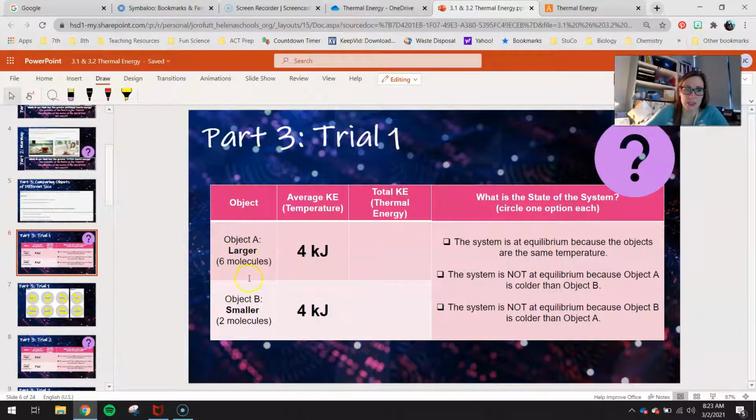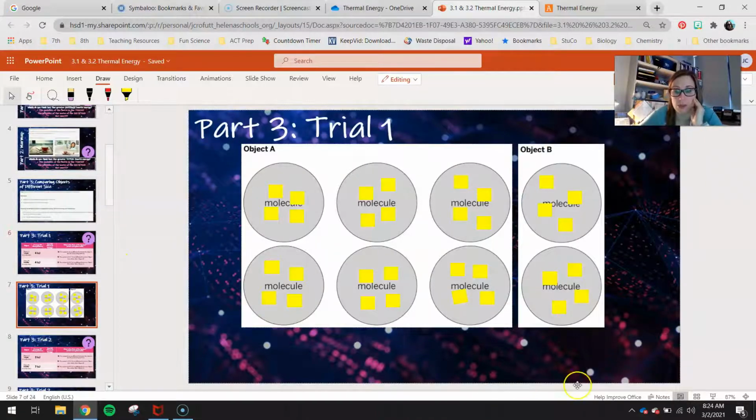You see object A is larger, has 6 molecules. Object B, smaller, has 2 molecules. And then each of those has an average kinetic energy of 4 kilojoules. So if we look at all 6 molecules in object A, each of those should have 4 yellow cubes. They have an average kinetic energy of 4 kilojoules. I've gone ahead and set this up for you already. I've already distributed those 32 cubes to your objects. So again, object A has 4 kilojoules on average, so each one of these molecules has 4. Same with object B: 1, 2, 3, 4. 1, 2, 3, 4. So each of those molecules has 4. If we're looking at the amount of kinetic energy for each molecule, 4 is a good representative number.